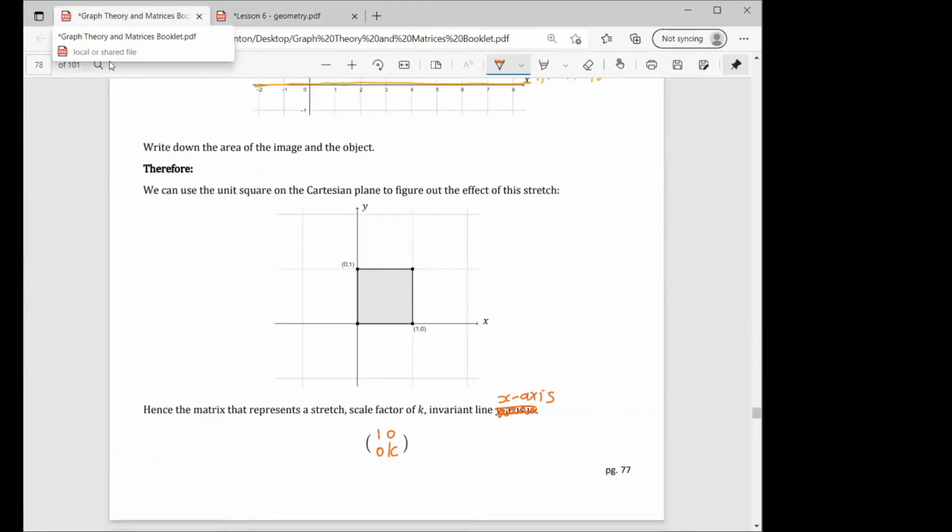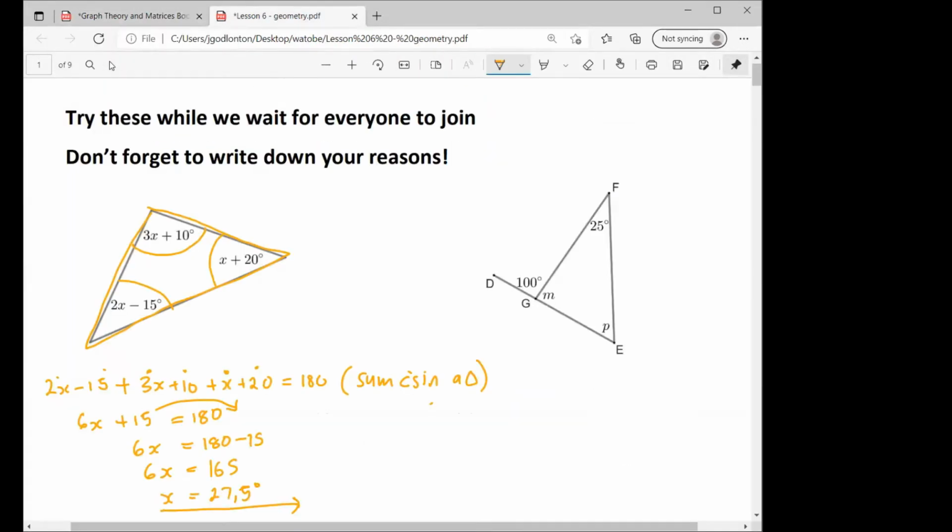Oh, I took you to graph theory and matrices. You were about to do some AP maths.